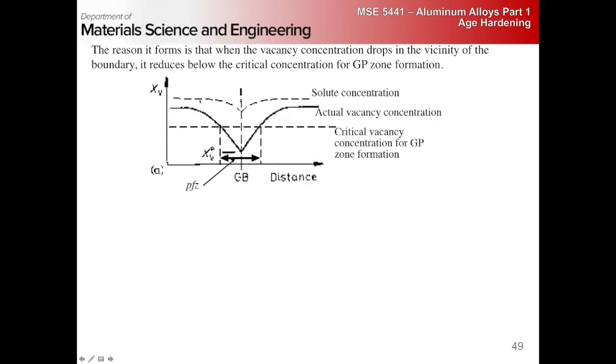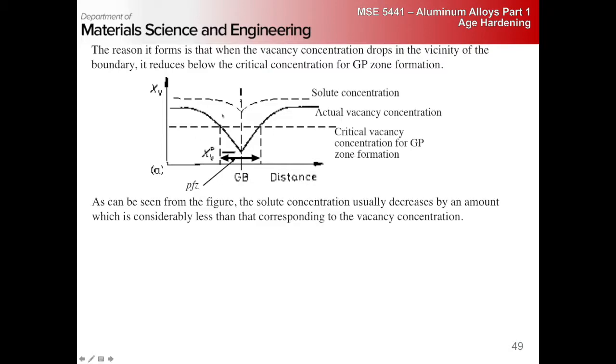So the other thing is we also see a dip in the solute concentration near grain boundaries, but it's much less than the dip in the excess vacancy concentrations. And in class, I asked everyone to think about why you would have a slight decrease in the solute concentration near the interfaces, and to discuss amongst yourselves. So here we see the region that we're below the critical vacancy concentration for GP zone formation.